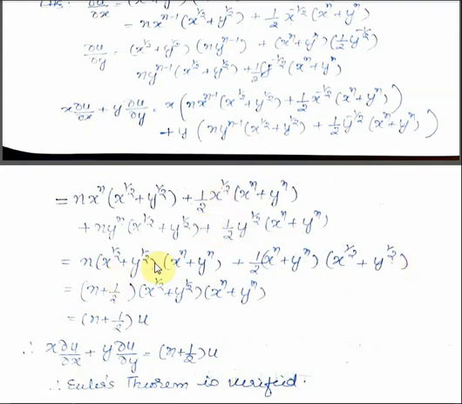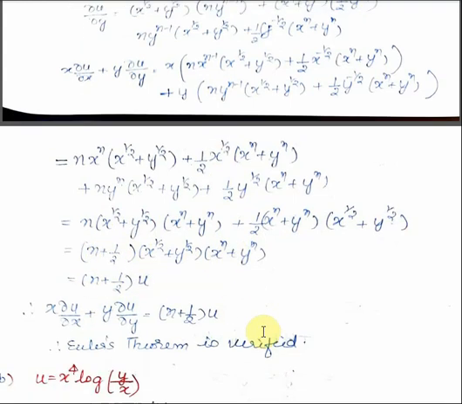Then compare these two. What is common? These two terms are common. x power n plus y power n into x power half plus y power half is common. So if I take that common, here n is left plus here only half is left. This is nothing but u, therefore it is n plus half into u. That is nothing but our Euler's theorem.